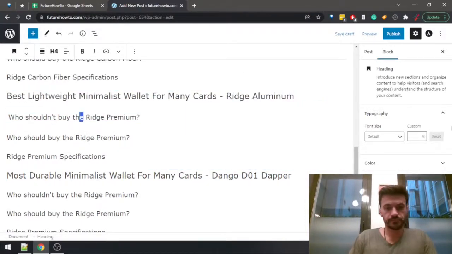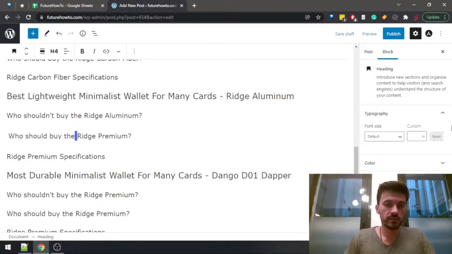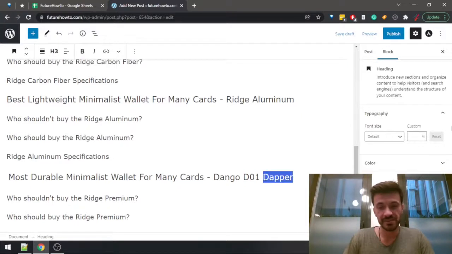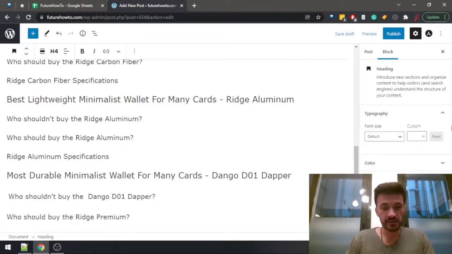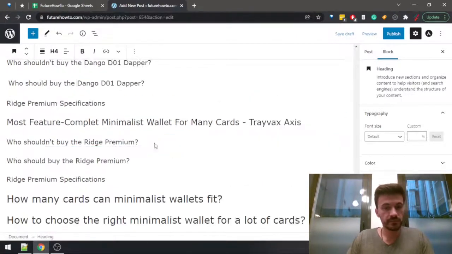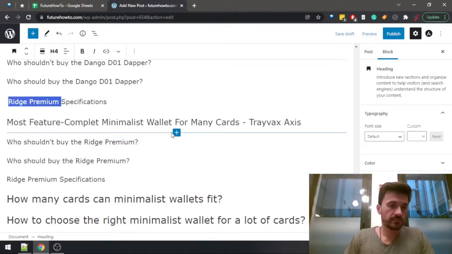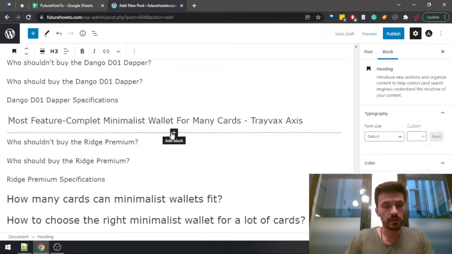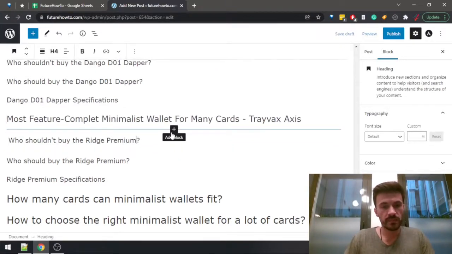Ridge aluminum. Okay, ridge aluminum, we're almost there. As I said, I'm not going to hide anything from you guys. You're going to see my entire process, all of my dirty laundry, and this is how it looks. I guess there might be a more efficient way of doing this, but this is pretty good. This is Travex Access.